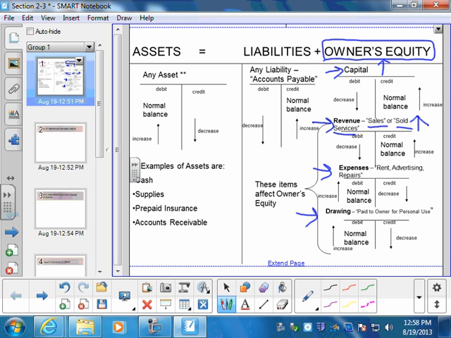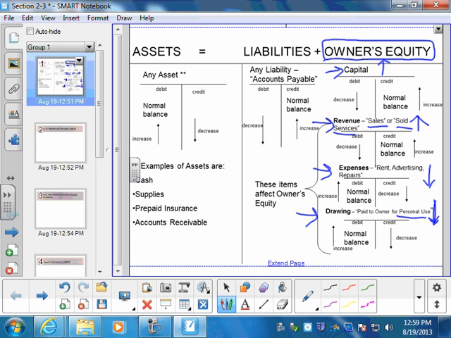However, expenses and drawing make the owner's equity go down. Expenses are costs incurred as a normal course of doing business. So those make the owner's equity go down. And drawing, that's when the owner takes money out for personal use. You're going to see that catchphrase, personal use. It makes owner's equity go down. So I want you to think about that as we go through and talk about their normal balance side.